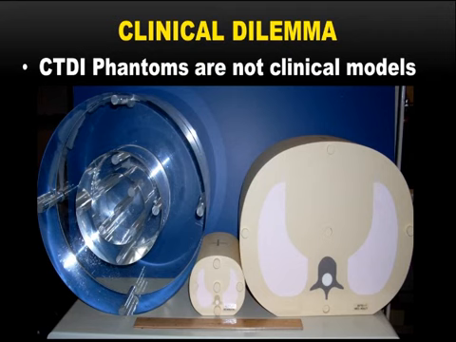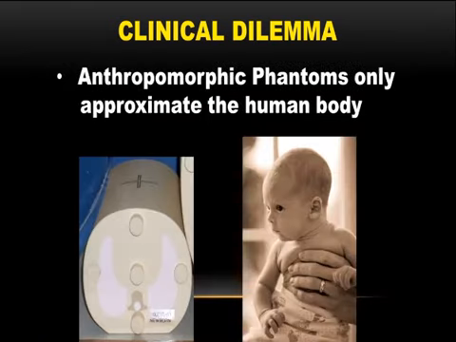In defense of the people that developed CTDI vol, they never intended the CTDI phantom, which is shown here on the left, to be a clinical model of the patient. We have anthropomorphic phantoms today, as shown on the right in this slide. On the right, we have an adult-sized thorax, and in the center, we have a newborn thorax, and they're better representations of the patient than certainly CTDI, but even these anthropomorphic phantoms aren't as good as the real thing.